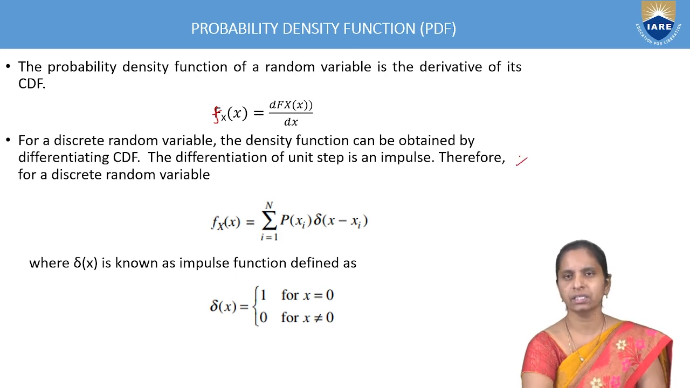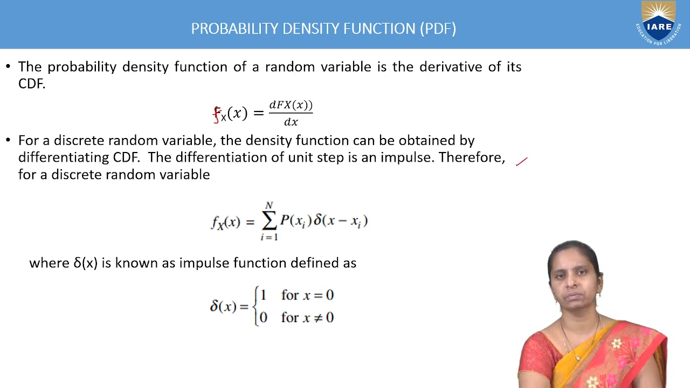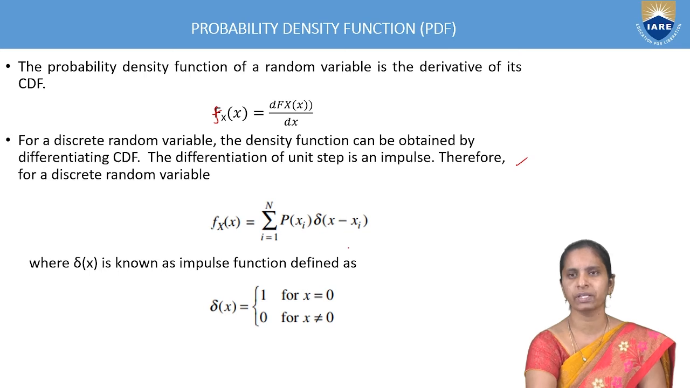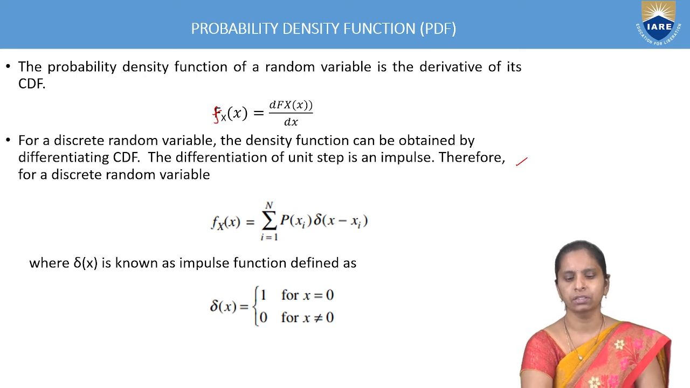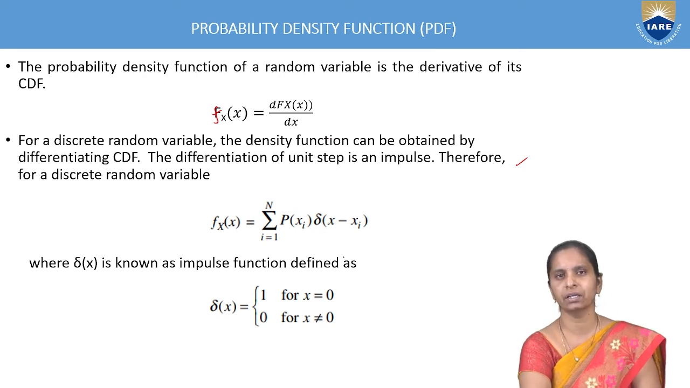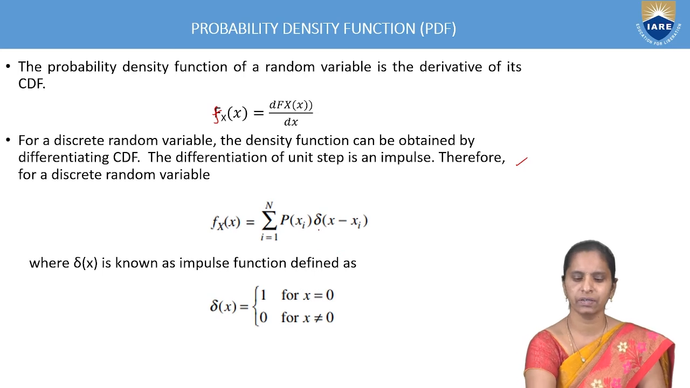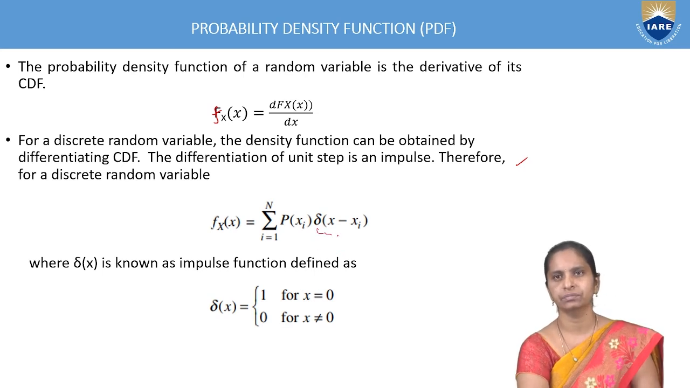Now, for a discrete random variable, let us write the density function. Already, for a discrete random variable, we have written the distribution function. Here you got u(x minus x_i). Now, how do you get the density function? By the differentiation of the distribution function. So what is the differentiation of the unit step function? The differentiation of the unit step function gives the impulse function.